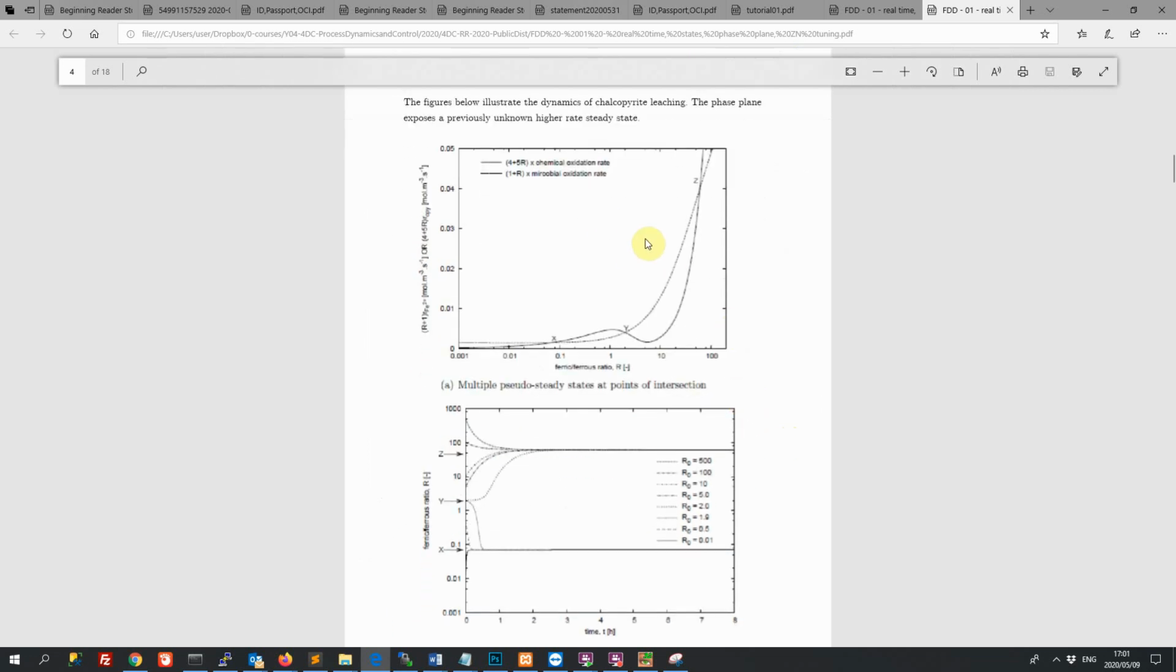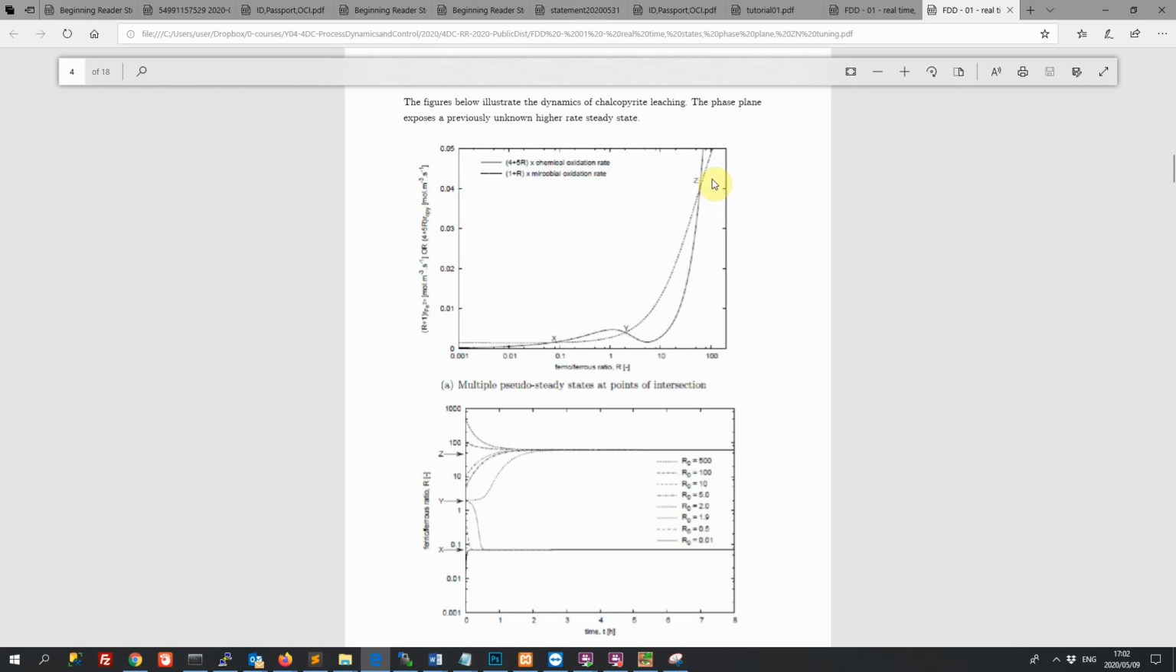So this is an example of chalcopyrite bioleaching. We found that we had a system with two stable steady states and one unstable steady state. And most of the industry, this was the iron leaching industry, were happily operating in this region. And some plants reported that on some days they managed to get this crazy high rate of reaction. And we were able to show that that's because the system has two steady states.